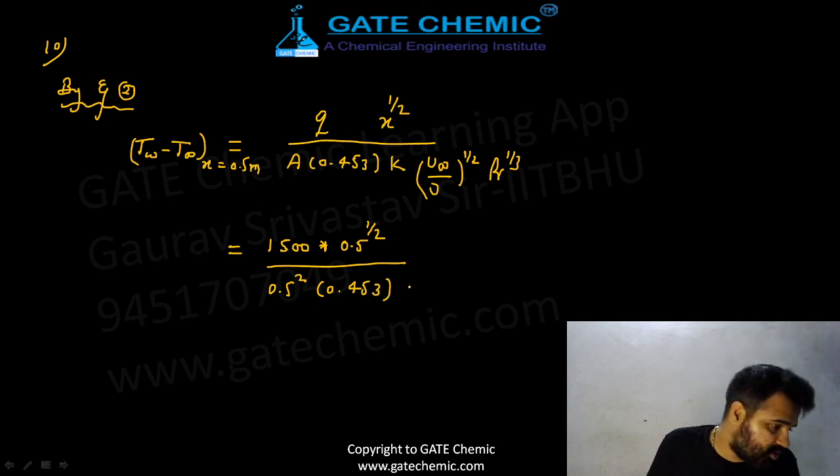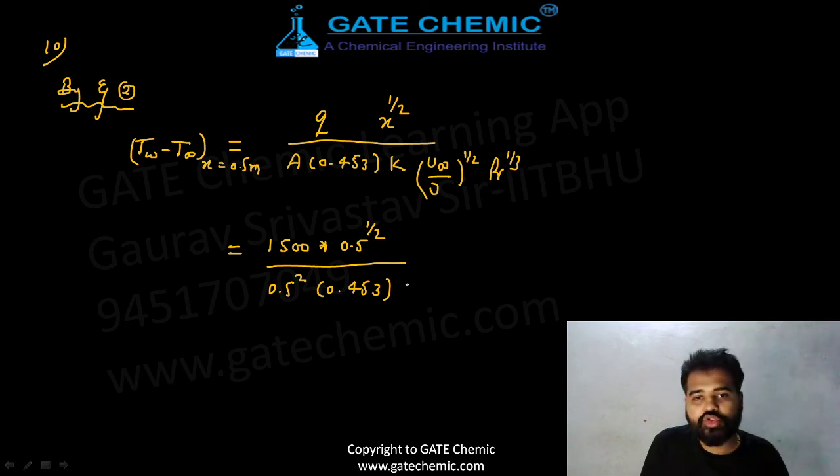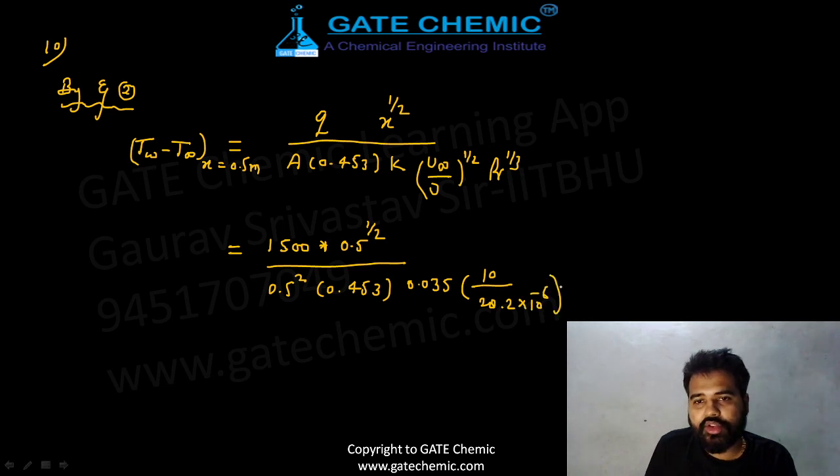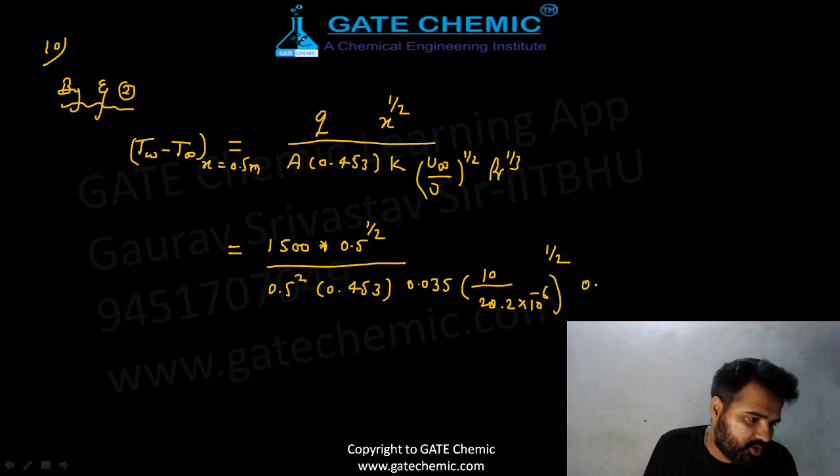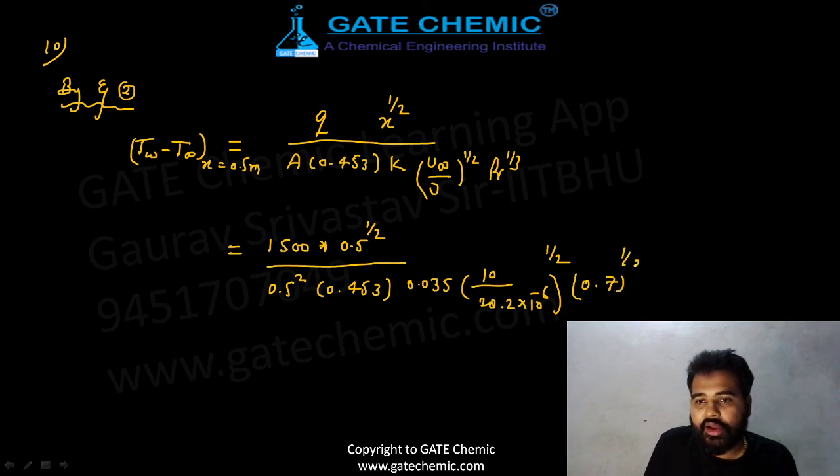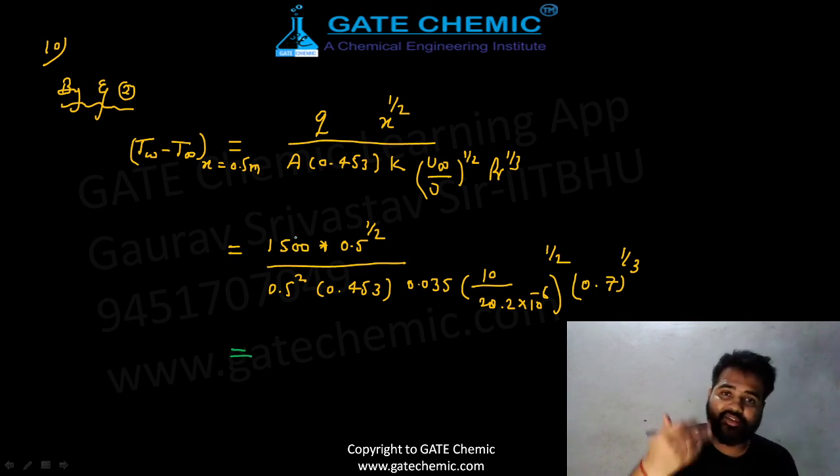0.453, and how much k was 0.035 na, yeah, 0.035. U infinite was 10, nu was 28.2 into 10 to the power minus 6, to the power 1 by 2 and 0.7 to the power 1 by 3. अगर आपसे ये प्रॉब्लम पूछता तो यू कैन सी बेटा इट इज़ वेरी वेरी इजी. ये तो विद इन 1 मिनट वाला था, अप्रॉक्सीमेटली 1 मिनट और 90 सेकेंड. ओके, if trailing edge, you want to know what is the value of temperature difference at trailing edge. After calculating, tell me beta how much.